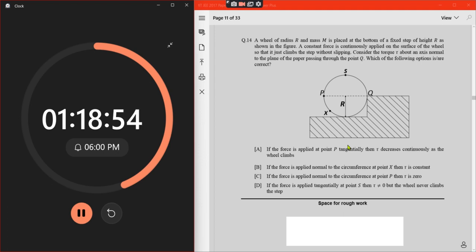Okay, think. That component of this guy changes, of course, that actually decreases, so actually it should increase, होना चाहिए ना? Yeah, the torque should increase in fact, so that would be wrong anyway. Okay, if the force is applied normal to the circumference at point X, then tau is constant. How is that tau constant? Point P, then it's... wait, normal to the circumference. Oh, like that, okay, so it's in this direction, right?